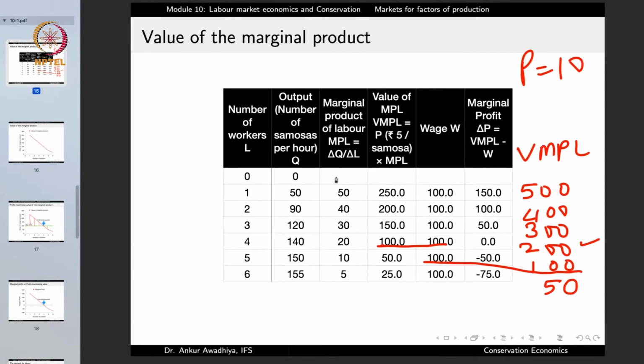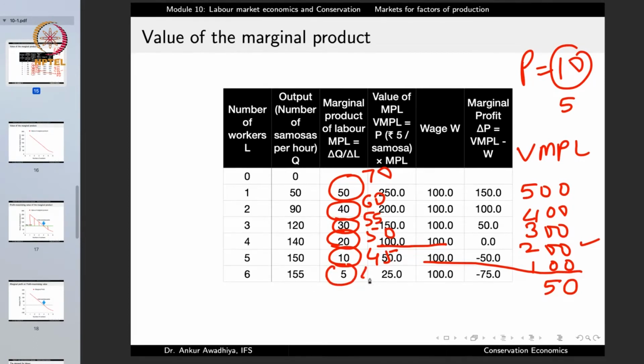So what we are saying is that in place of making just 50 samosas, if this laborer was more trained and suppose he was able to make 70 samosas. Similarly, if this one was able to make say 60 samosas, if the next one was able to make 55 samosas, if the next one was able to make say 50 samosas, if the next one was able to make say 45 samosas. Now in this case, if the price remains the same, we are again talking about a price of 5 rupees. Now what happens to the marginal product of labor? And suppose the next one was able to make 40 samosas.